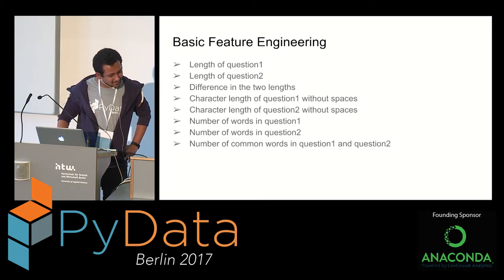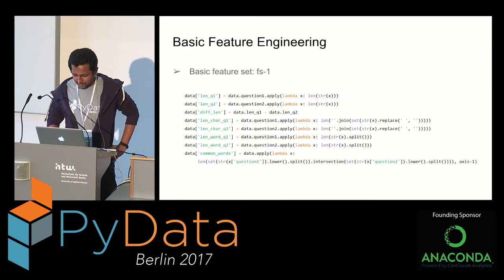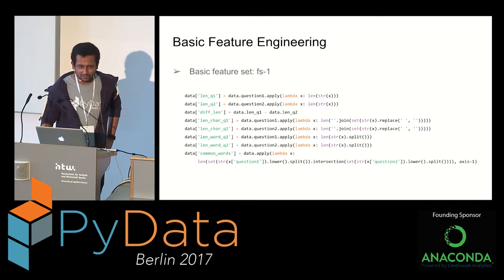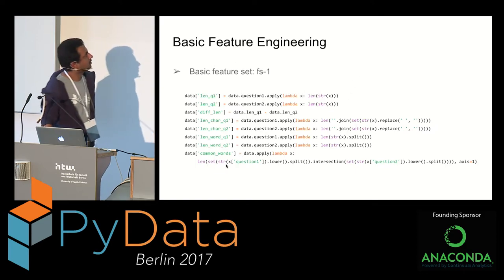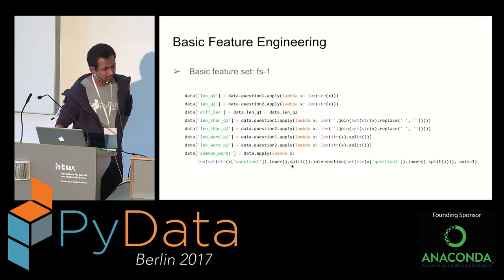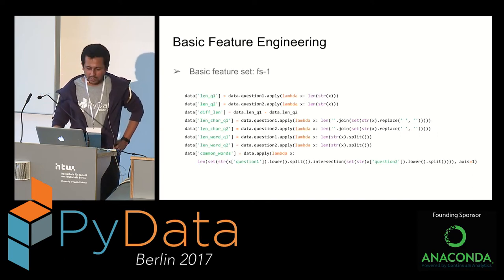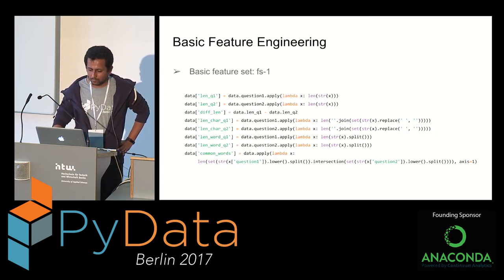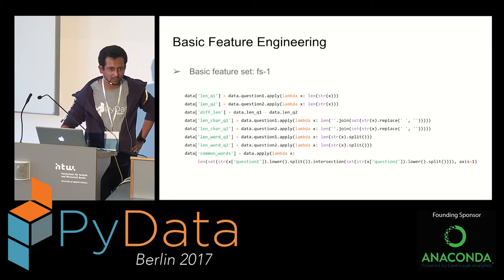In Python, it's very easy to implement these features. If you're using pandas, it's just one-liners for all of them. For the last one, what I'm doing is just taking set, split, intersection, counting the length, and that's it. So it's very easy. I call this feature set one, FS1. We'll need it to compare in the end.